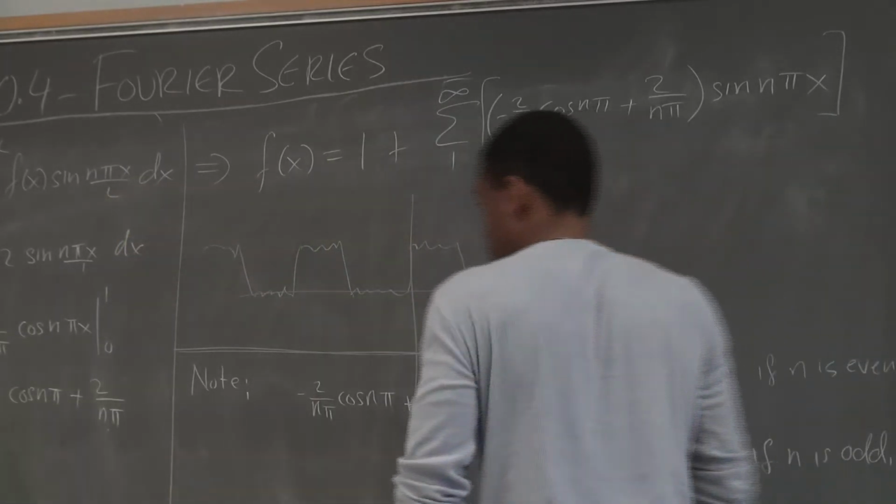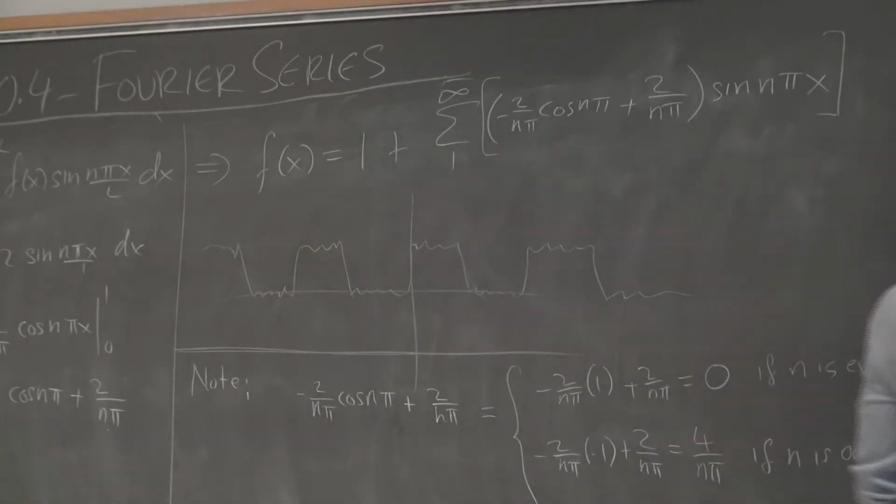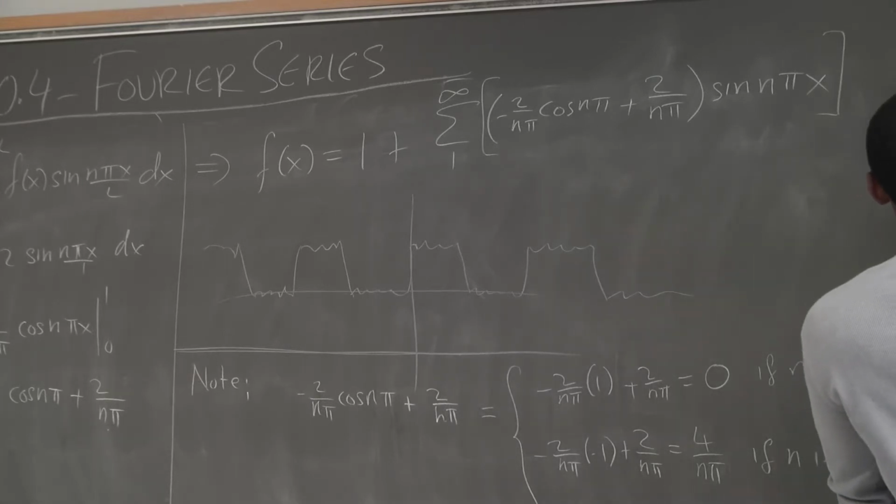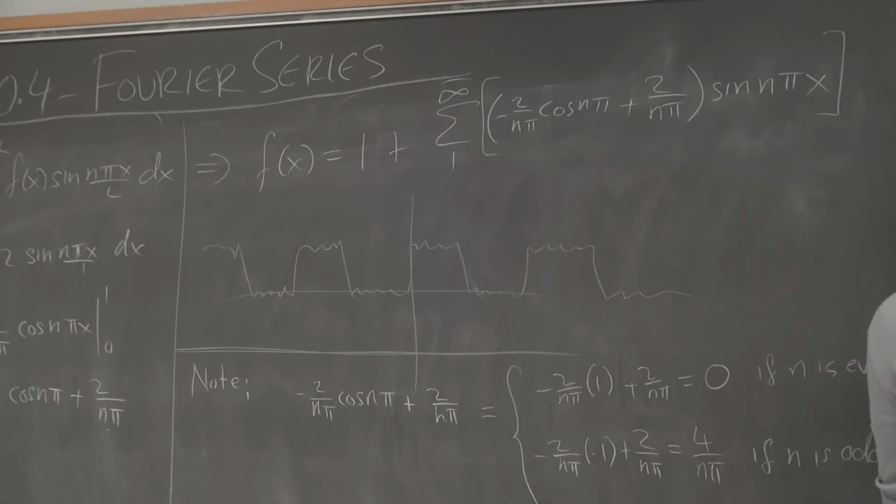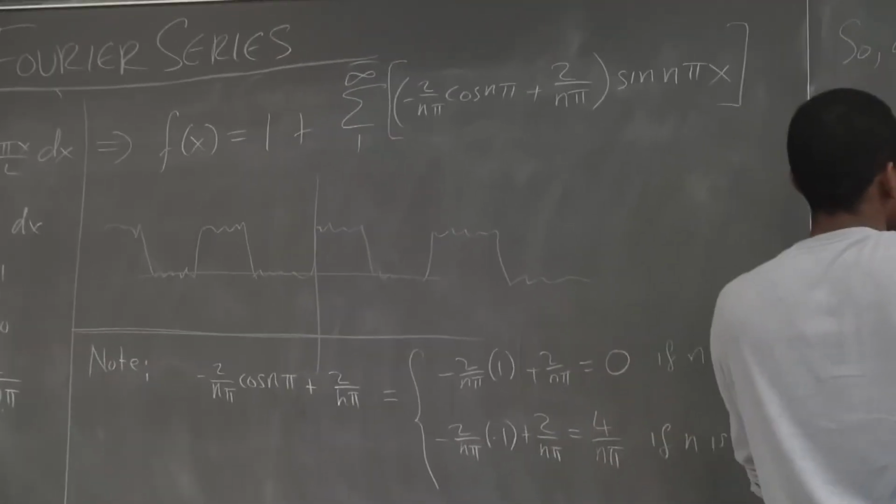So an alternative way to write the solution to this: alternatively, I can write f of x is equal to 1 plus the summation for all odd integers of 4 over n pi sine n pi x, which looks nicer, it brings less information.